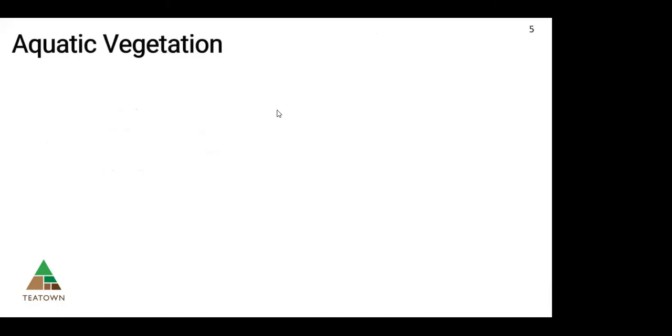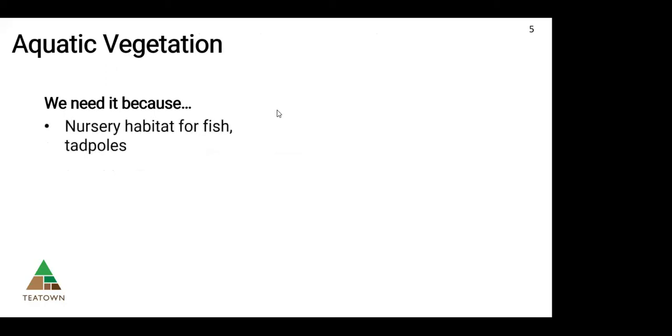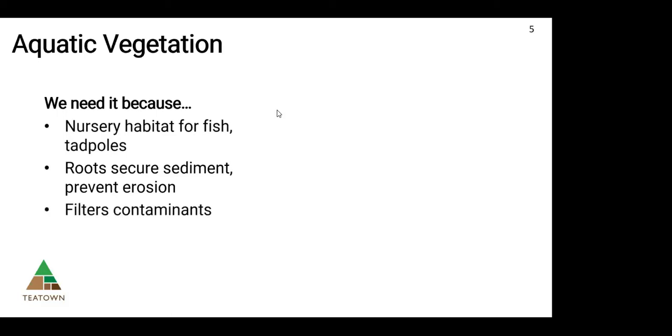So aquatic plants specifically, well, they have a lot of benefits, and we definitely need aquatic plants for nursery habitat for fish and tadpoles. Plant roots help secure sediment and prevent erosion within the lake. Plants also filter contaminants. So if you have a highly polluted area, those plants might help you get rid of some of that inside of the lake. And the plants obviously also produce oxygen through photosynthesis.